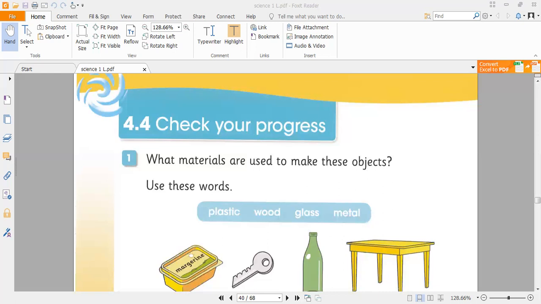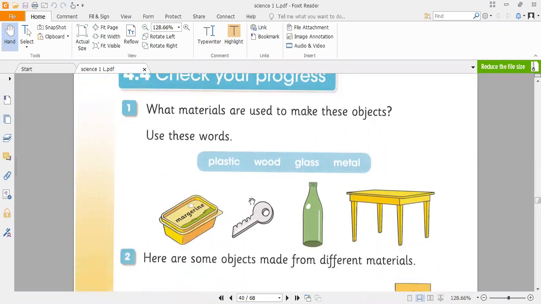So let's start now. Question number one: what materials are used to make these objects? Use these words. Here are some objects: 1, 2, 3, 4. There are 4 objects, or you can say 4 things. See on your screen, boys. So you have your books and pencils in your hands so we can complete 4.4, check your progress in the science book.